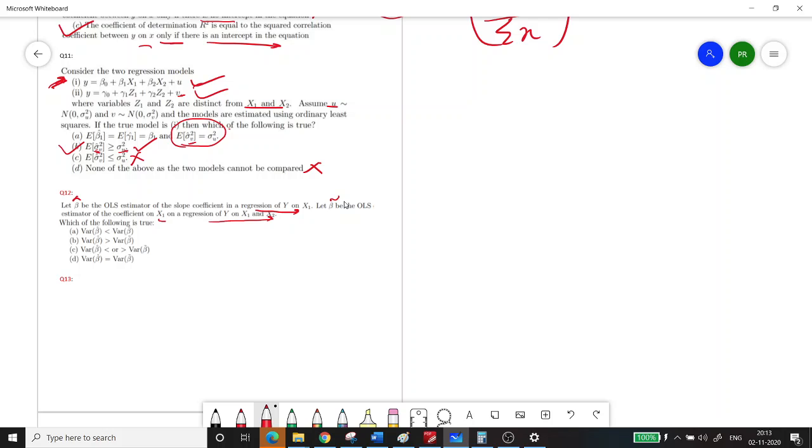So in this case, you must understand that the variance covariance of beta contains a term sigma squared x transpose x inverse. So if beta dash is the OLS estimator of the coefficient of x1 in a regression of y on x1 and x2, in that case your variance of beta slash should be less than variance of beta hat. So if you look at all four options, this will be the true option, that is variance of beta hat is greater than variance of beta slash. Okay. Let's move ahead.